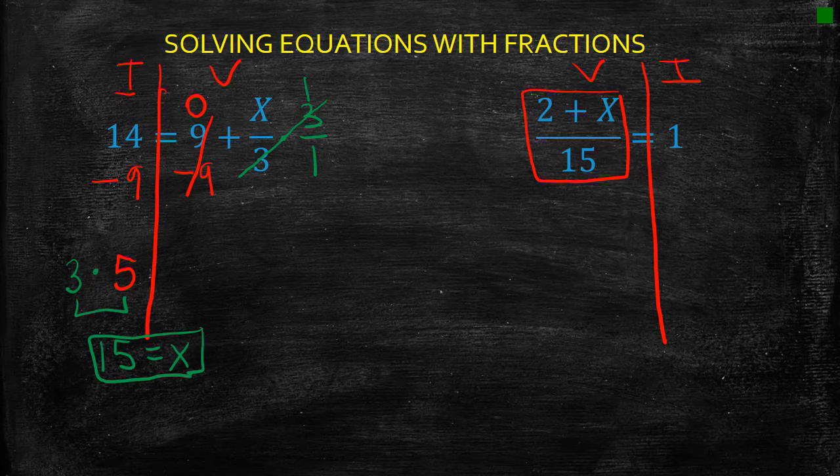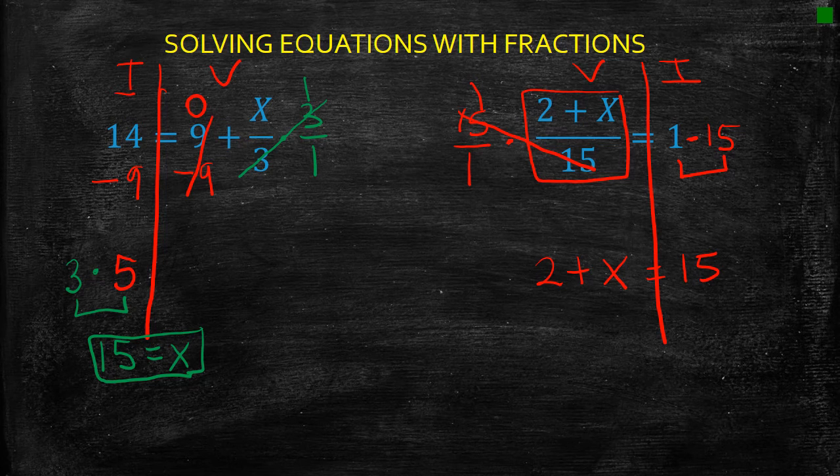To undo divide by 15, we're going to multiply both sides by 15, this side by 15 over 1, and this side by 15. Now, if you were drawing circles, you would have drawn 15 circles with 1s in them. So if you take a look here, we have 15 over 15 makes a 1. 1 times 2 plus x stays 2 plus x. Then we have 1 times 15, which is equal to 15.